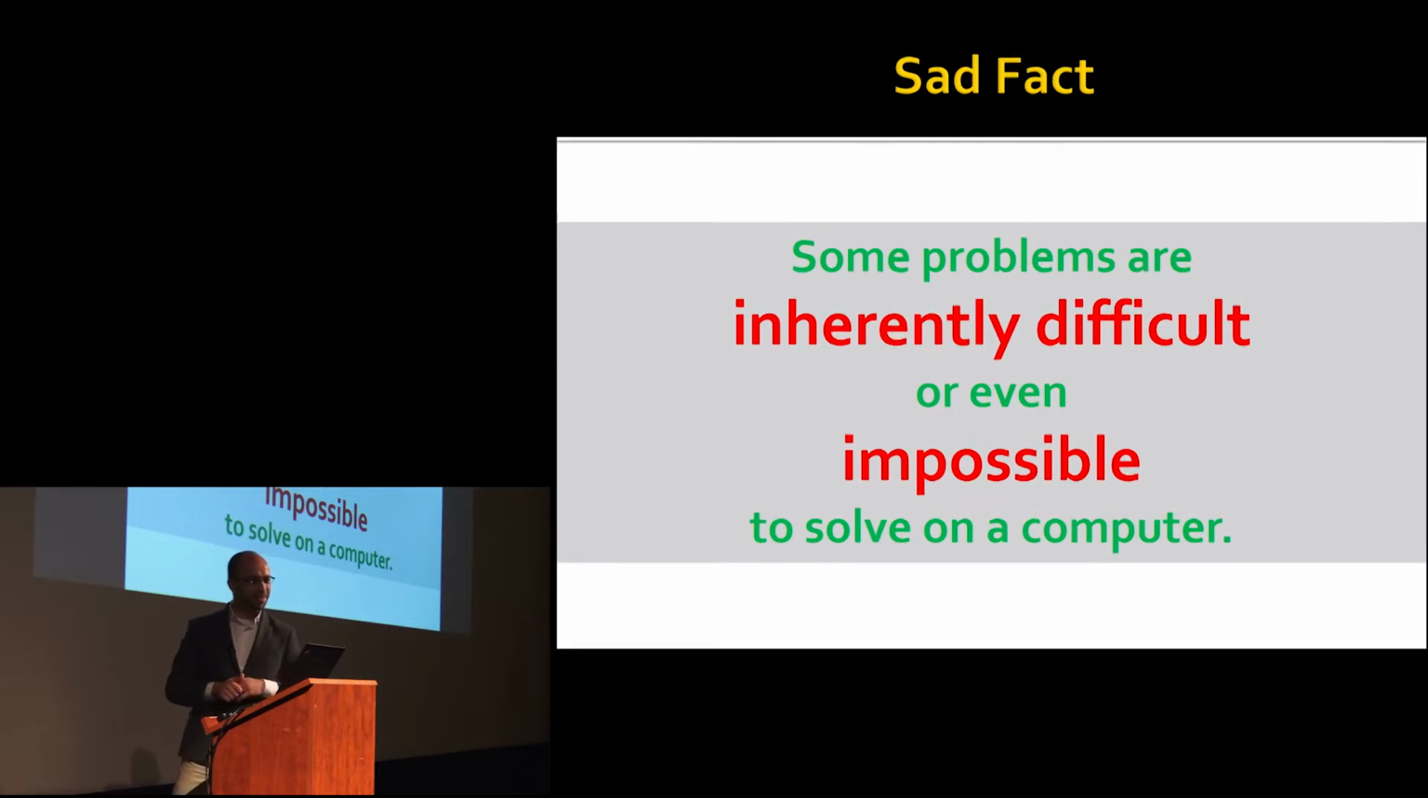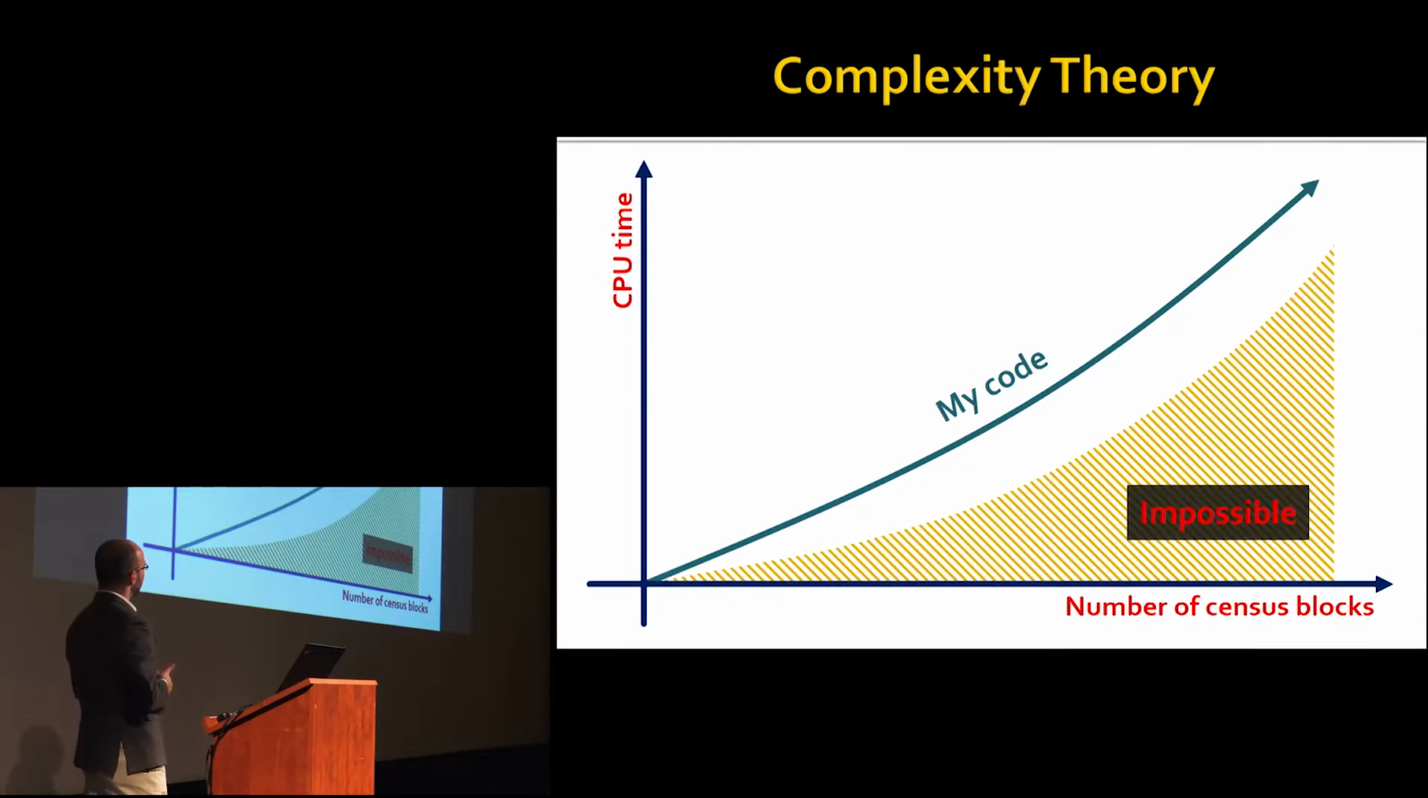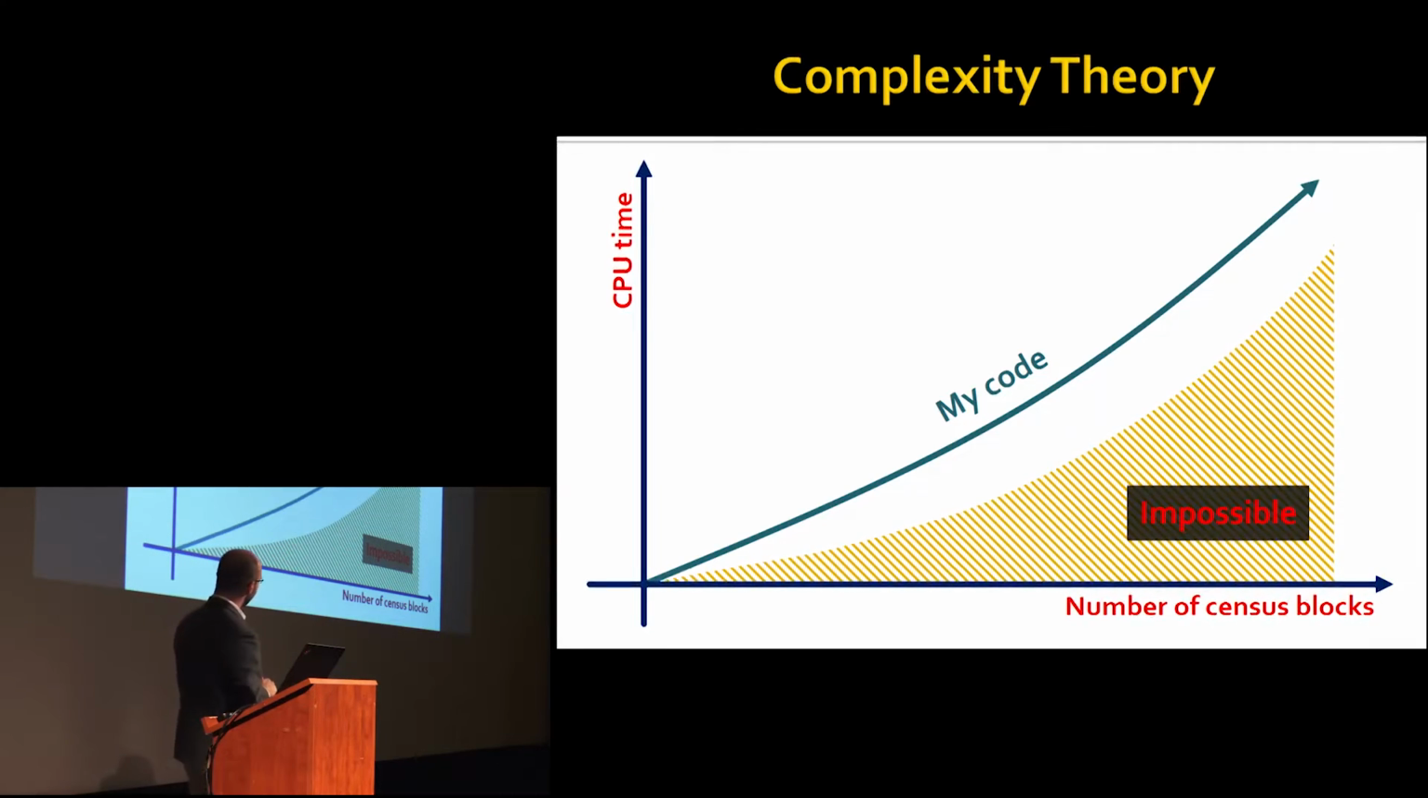And that's really what complexity theory is all about. To formalize that a little bit, let's say that I wanted to make a piece of software that automatically extracts a set of districts from the census blocks. One question I might ask is, as I increase the number of census blocks, how long do I expect my computer to take to extract the best possible plan?